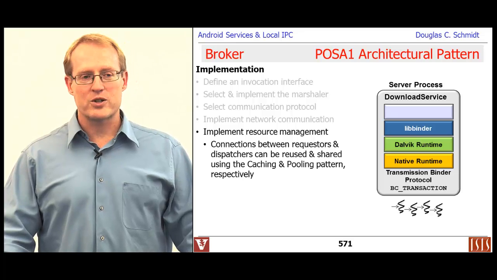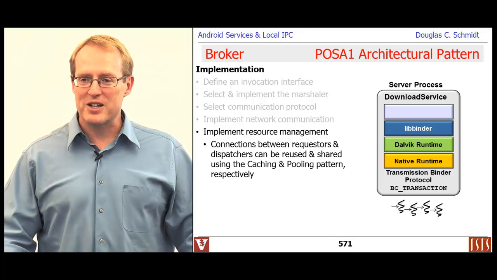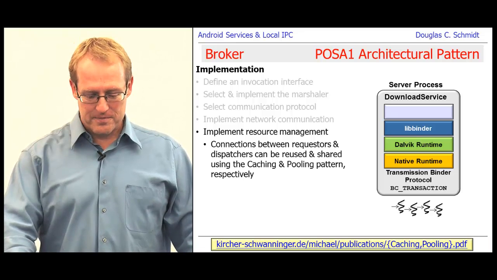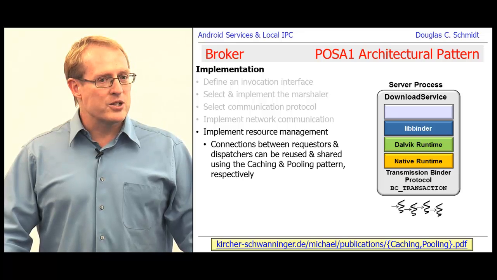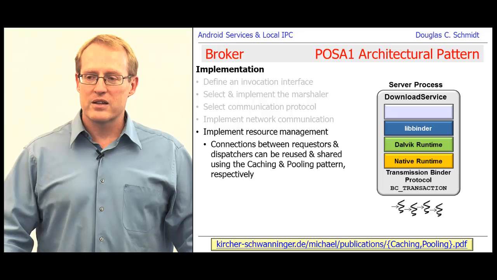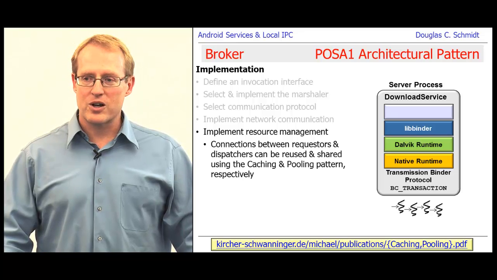So a good quiz question would be, what are some examples of resource management, and what do they buy you in the context of the broker pattern, or something like that? There are some publications you can see. These appeared in the POSA 3 book. You can also take a look at them on the website of the authors of the POSA 3 book to talk about pooling and caching.